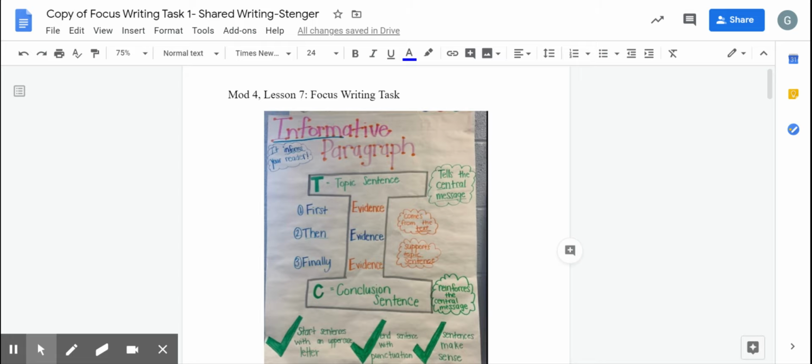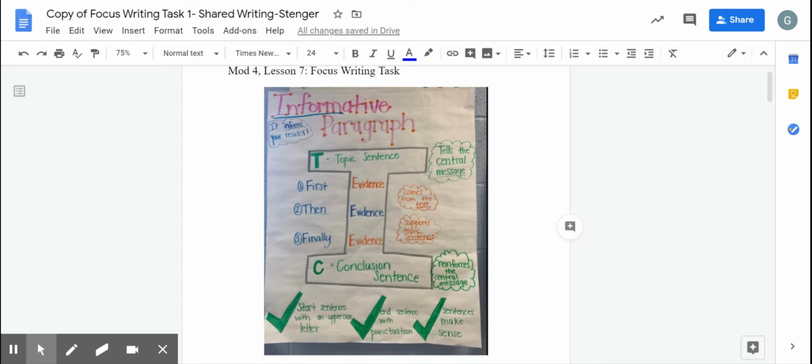Hi, boys and girls. Today we're going to work on starting our informative paragraph. This informative paragraph is going to teach our readers about one of the organs in the digestive system. To remind you, here's our informative paragraph process chart from our classroom. We've used this almost every time we've done a writing project in our classroom.